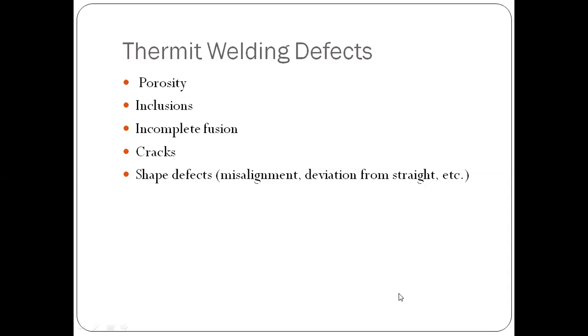So porosity, inclusions can be slag inclusion or sand inclusion. Incomplete fusion may take place, again a similar kind of defect as we have read in casting. Cracks may be generated, hot tears may be generated. Shape defects like misalignment. In casting we have studied something called mismatch, where the cope and drag do not match with each other.